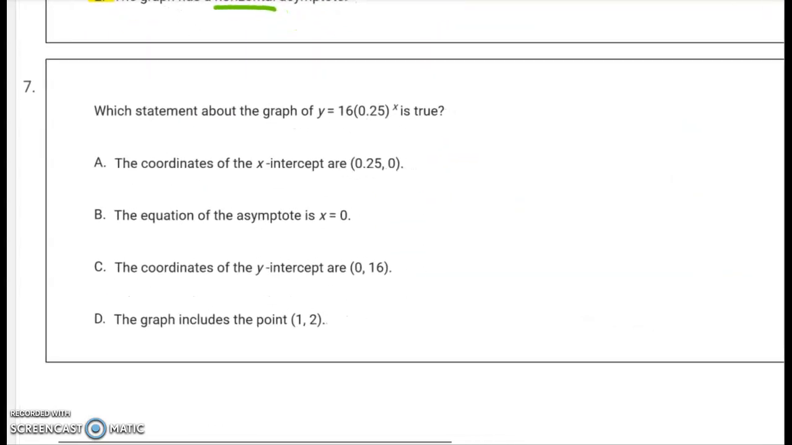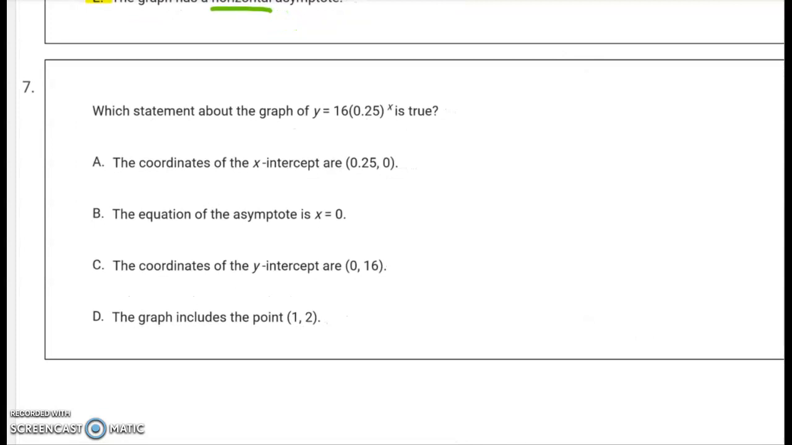Number 7, also something similar, knowing what the A and the B stand for. Remember, this one only wants one statement that is true. So if you know that this is the y-intercept, 0, 16, remember this is the y, then you know that C is correct. The asymptote, once again, is y equals 0, not x equals 0. There are no x-intercepts, okay? And this point 1, 2, you can always check to see if it is on there by graphing it, but it is not.